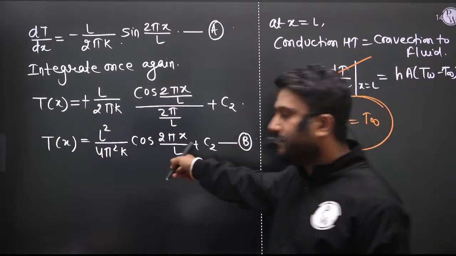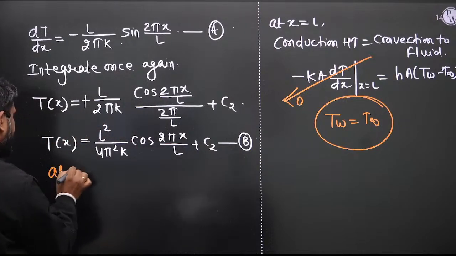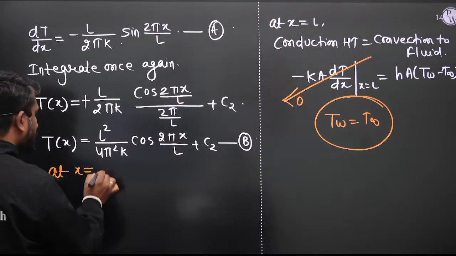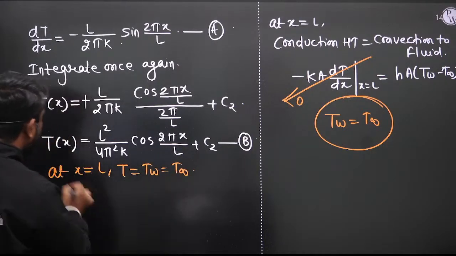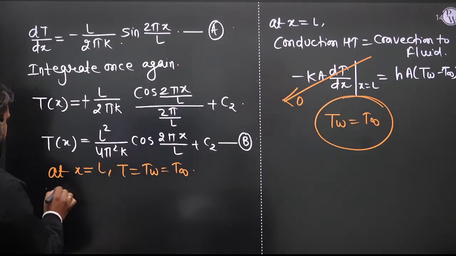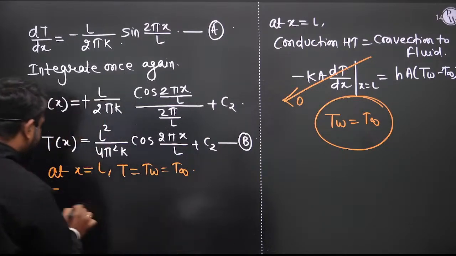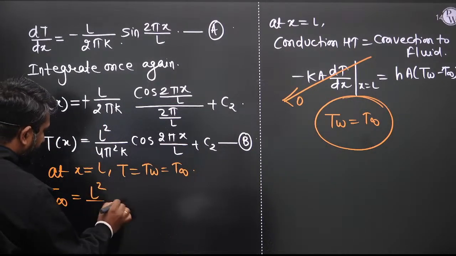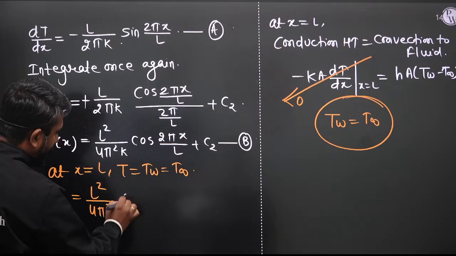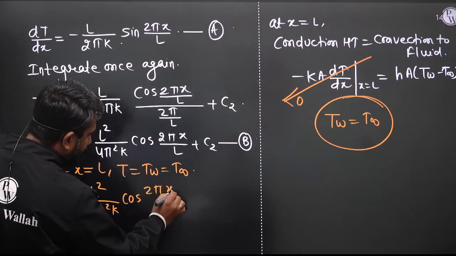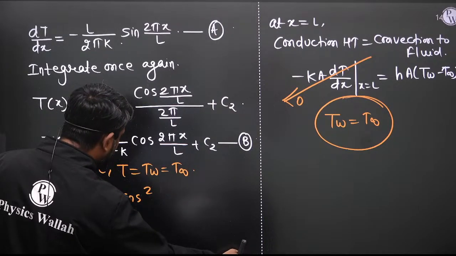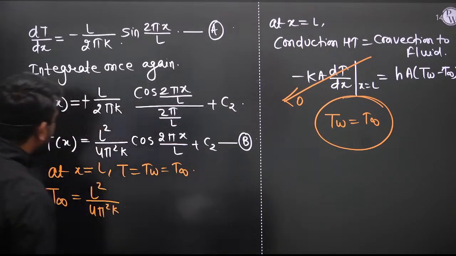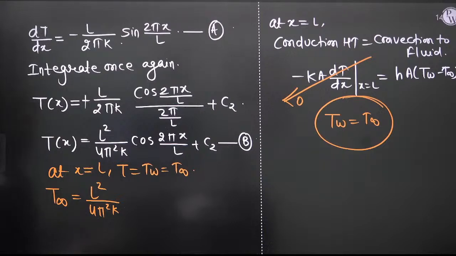Now, if you put here at x is equal to L, the T is equal to TW is equal to T infinity. Now, from here you will get the C2, right? So T infinity is equal to L square upon 4 pi square K times cos 2 pi x by L plus C2, at x is equal to L, correct? So at x is equal to L, T infinity, L square by 4 pi square K, and cos 2 pi is 1, correct?